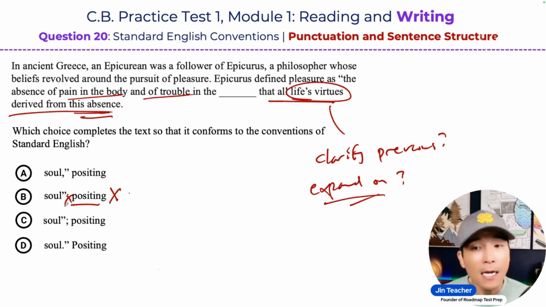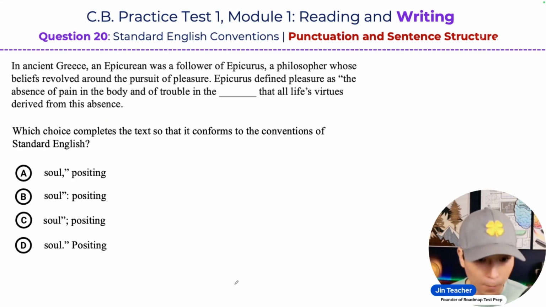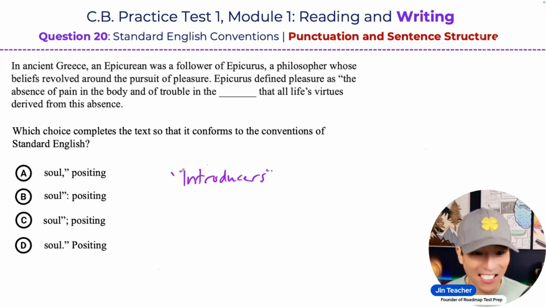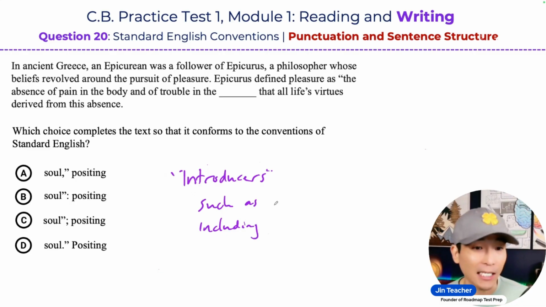Okay, now to go one step further for you guys, although you're not tested on it in this question, it's good to know because the SAT can test you on this third colon rule. The third colon rule has to do with what are called introducers. An introducer is basically words that introduce a list. So what are the most common words that you know that introduce a list? That would probably be words like such as, or like including. You guys have seen these words to introduce a list of items.